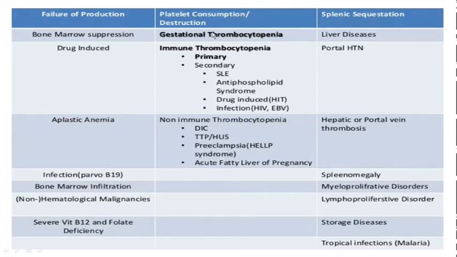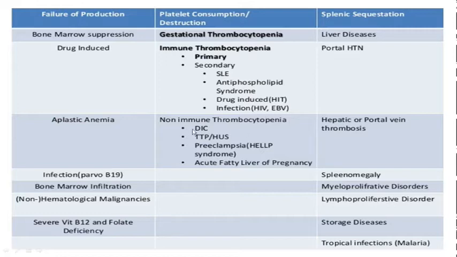Then platelet consumption or destruction can happen in gestational thrombocytopenia, which is a very common occurrence, where a platelet count as low as 1 lakh per microliter will be found, but this is mostly a self-remitting problem. Then, immune thrombocytopenic purpura comes in primary and secondary forms. It can be associated with SLE, antiphospholipid syndrome, or a drug-induced infection.